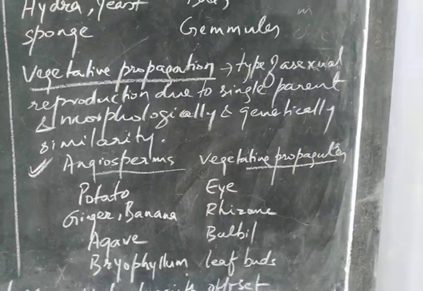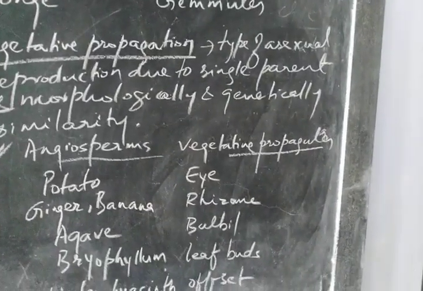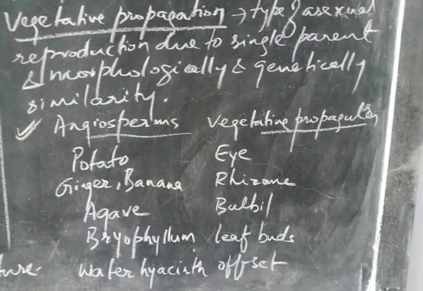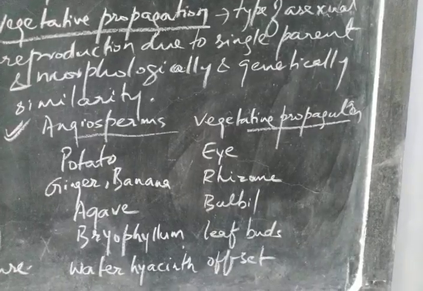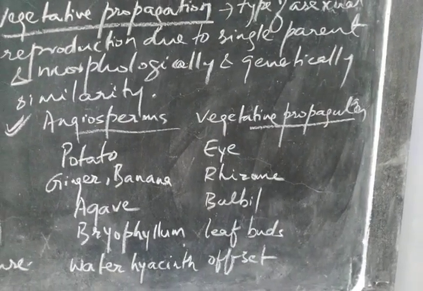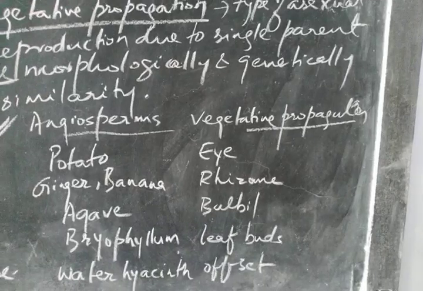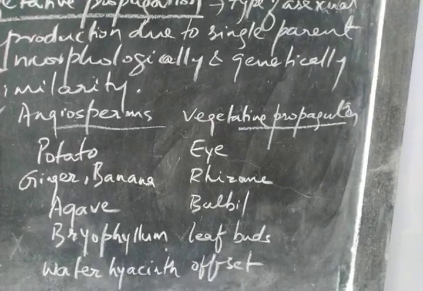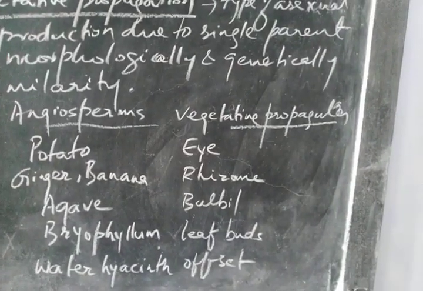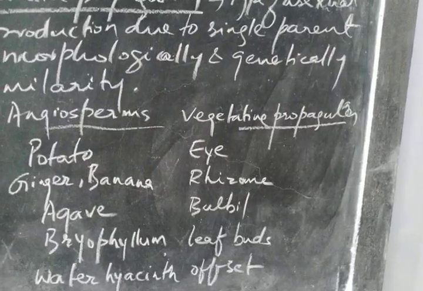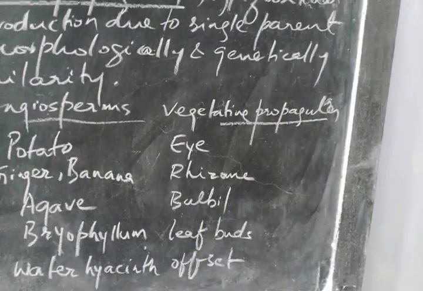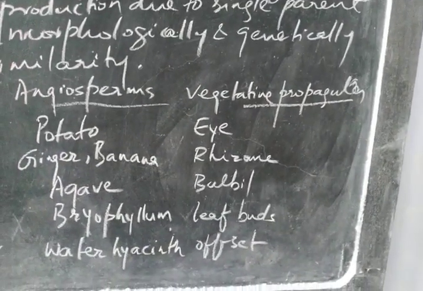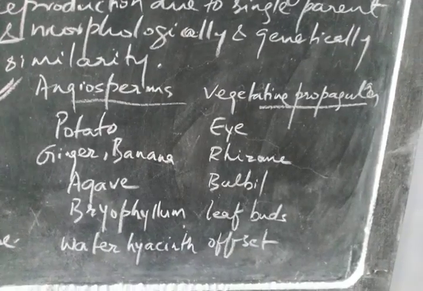Then we have different types of angiosperms and their vegetative propagules. Here also it is important. A 1 mark question comes in the board examination from this topic. Like in potato, the vegetative propagule from where vegetative propagation occurs is the eye. Then in ginger and banana, it is the rhizome. In agave, it is the bulbil. In 2006, a 1 mark question came from this topic: in agave, what is the name of the vegetative propagule? In bryophyllum, it is leaf buds. In water hyacinth, it is offset.